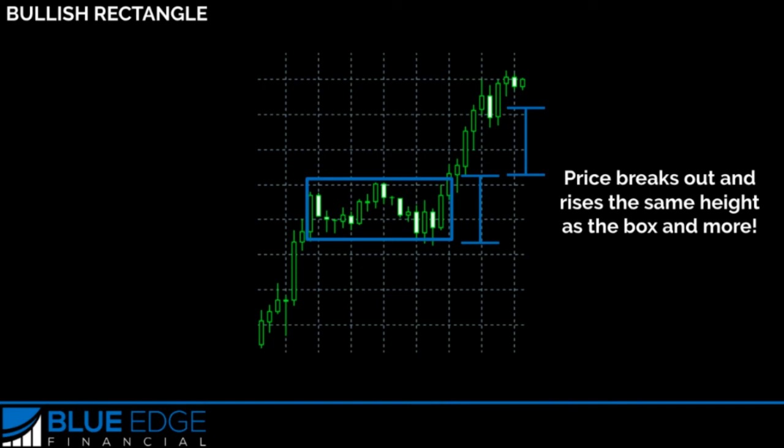So hopefully you're able to recognize these rectangle patterns in the market, and this will help you to catch these breakouts before they happen and win more trades.